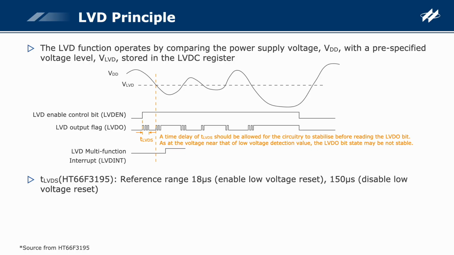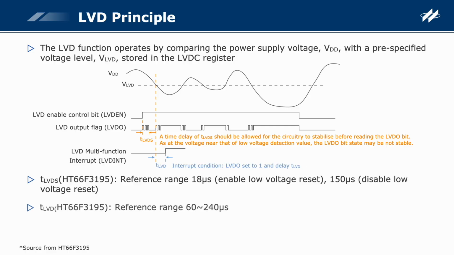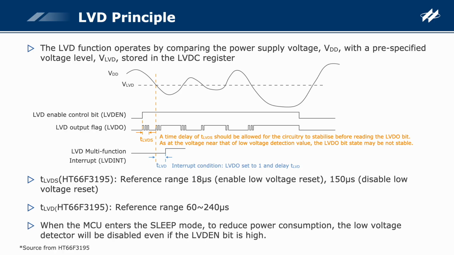When the power supply voltage falls below this predetermined value, the LVDO bit will be set high, indicating a low power supply voltage condition. When the interrupt is enabled, an interrupt can be triggered after a certain delay after the LVDO bit has been set to 1. It should be noted that when the MCU enters the sleep mode, to reduce power consumption, the low voltage detector will be disabled even if the LVDEN bit is high.